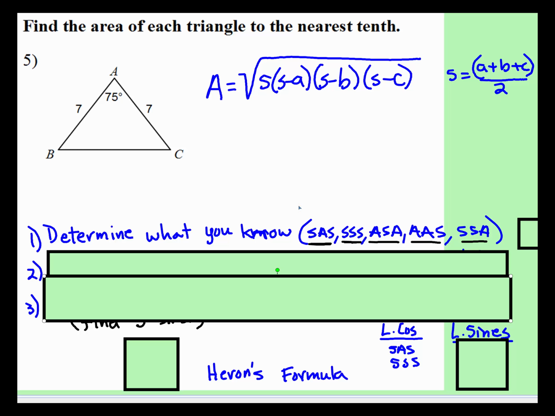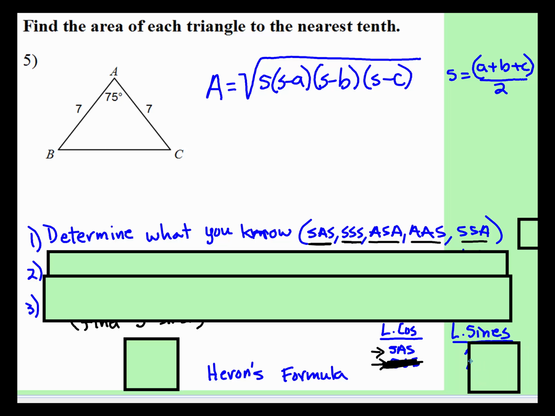Then you're going to be using the law of cosines or the law of sines. And here's the tip. To use law of cosines, you have side, angle, side, or side, side, side. But again, if you know all three sides, you can find the area. All the others are law of sines.